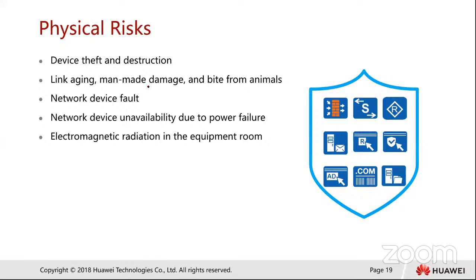Let's proceed and finish this because it's almost coming to nine and yet we have another PowerPoint slide to cover. So man-made damage and also bites from animals. Let's say a rat goes into your network rack and bites the cables, network device faults, your hardware devices failing, network device unavailability due to power failure, or electromagnetic radiation in the equipment room.